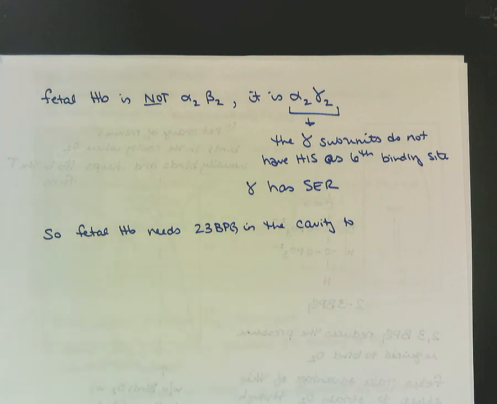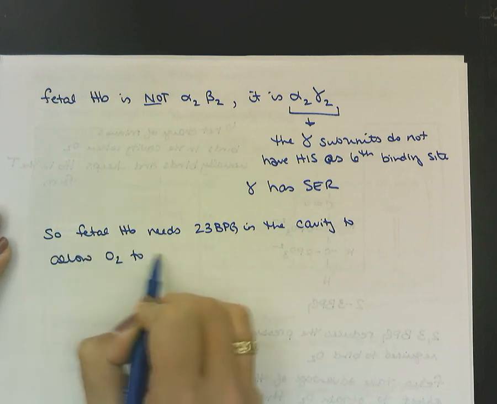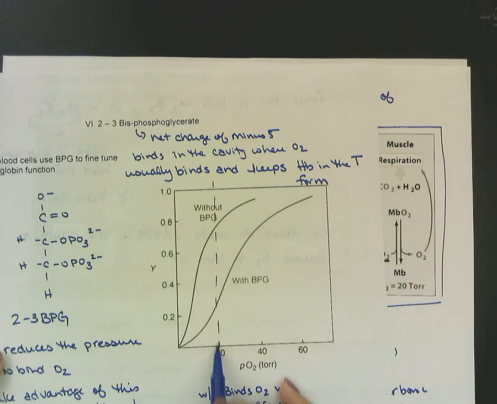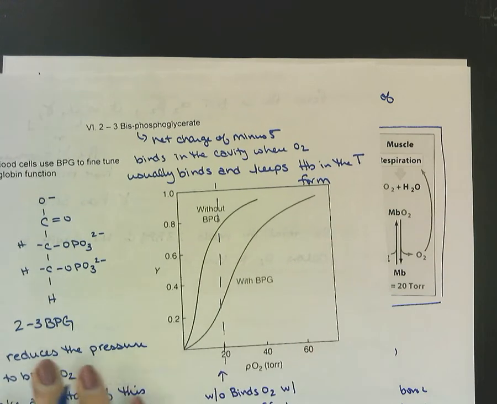So fetal hemoglobin needs that 2,3-BPG in the binding cavity to keep it in the T state longer to allow oxygen to bind. So allow it to bind at different pressure. I guess not lower, different.